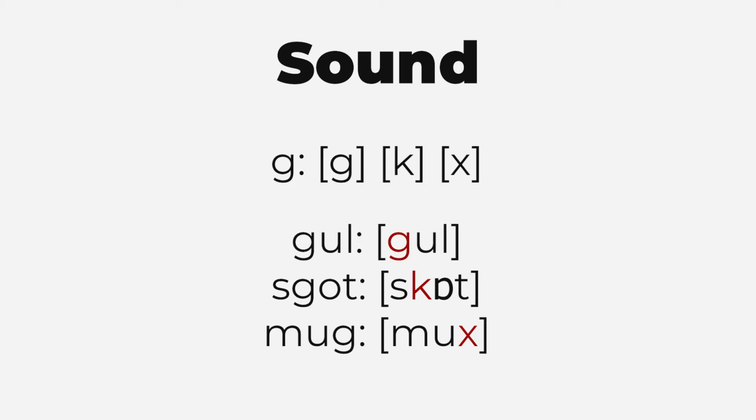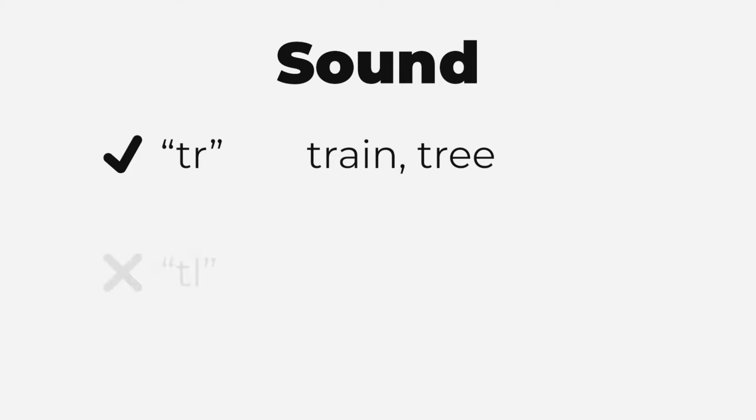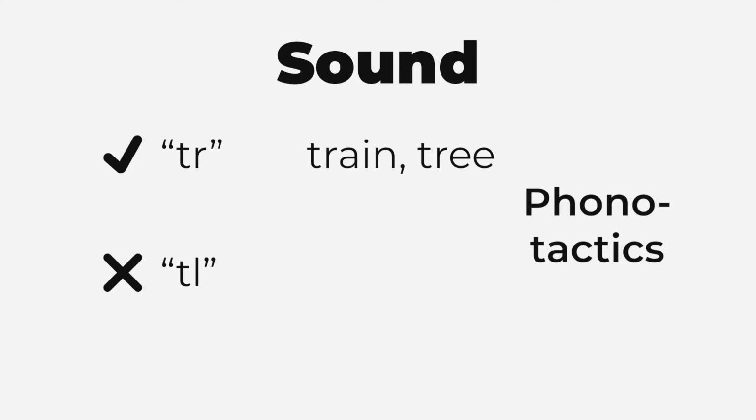But for your own language, you will also want to establish rules of when what sound might appear. In English, for example, you can start a word with the consonant cluster TR, like in train or tree, but it is impossible in English to start a word with the cluster TL. This rule in English is part of what is called phonotactics. Your language will want to have such rules as well to help it get a unique sound and aid in word creation.